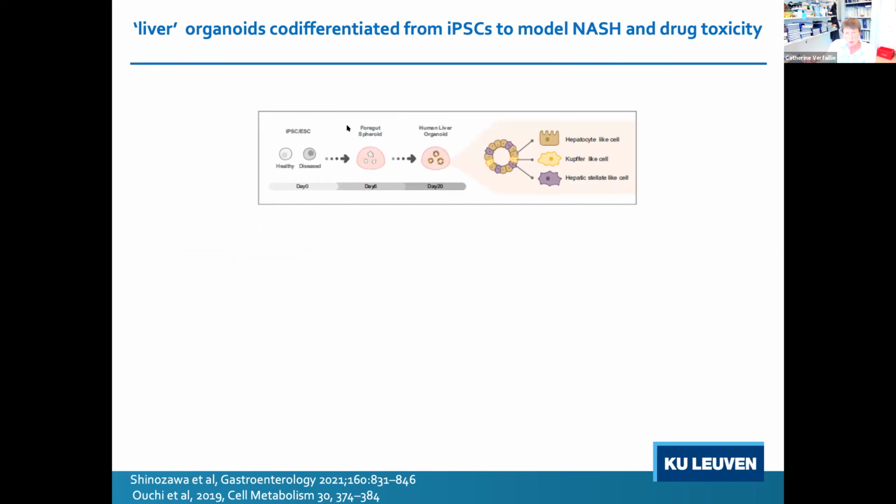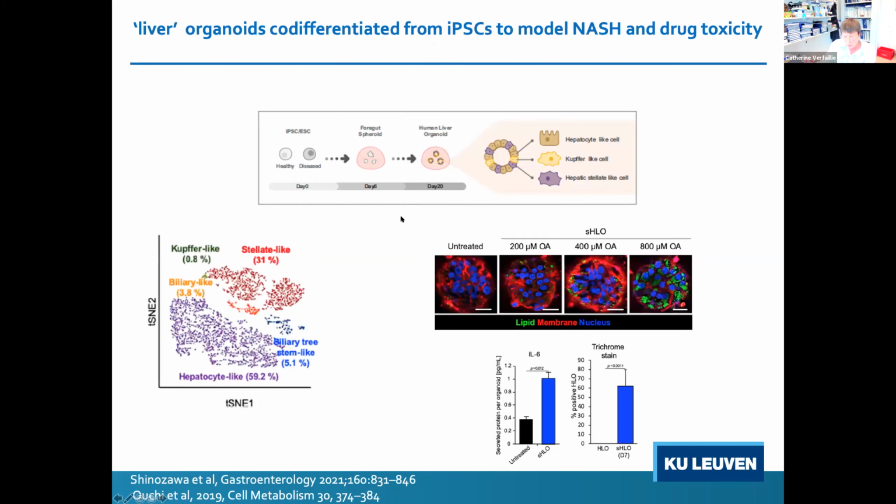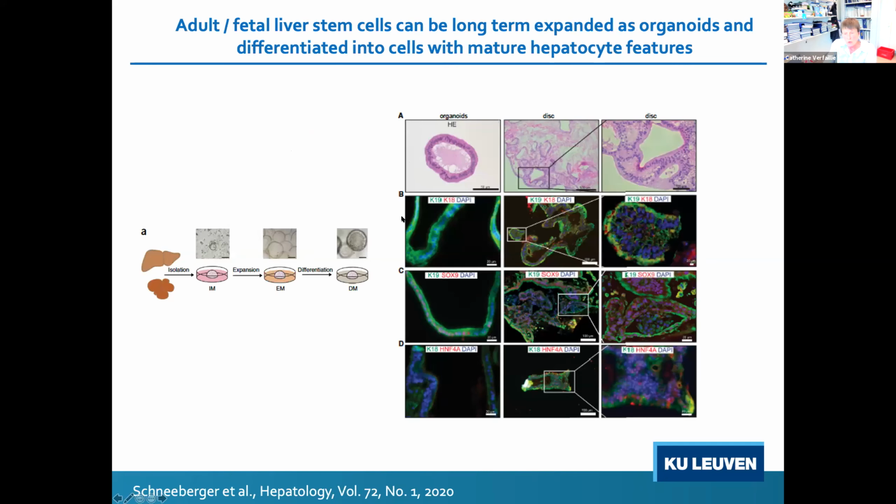If you then do co-differentiation of, we need to go back one slide, so my excuses. One of the problems here is that you have endoderm, but you don't have the mesodermal component. So if you really try to make a liver model, you don't have endothelial cells, you don't have hematopoietic cells, and you don't have stellate cells. Investigators are now trying to do co-cultures of the different cell components together with these organoids, but this is still in its infancy.